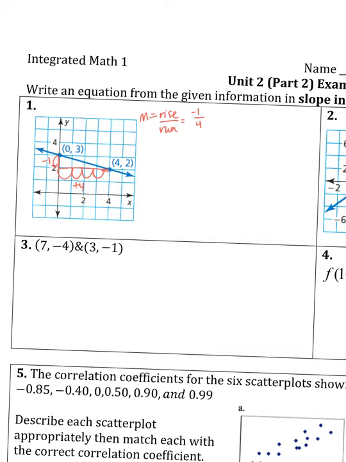And my y-intercept is given to me. It's where we intersect the y-axis, and that's at 3. So if I want to write an equation in the y equals mx plus b form, I have all of those elements, and I can go ahead and do that now by saying y equals -1/4 x plus 3.